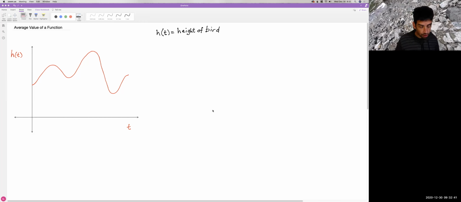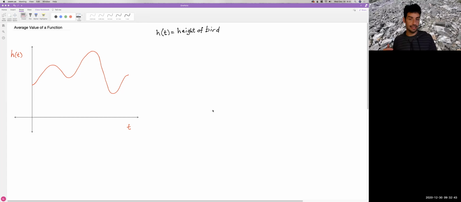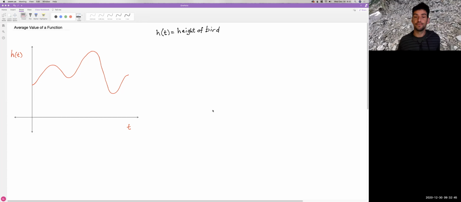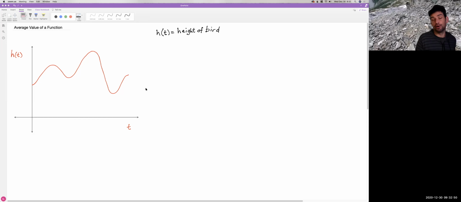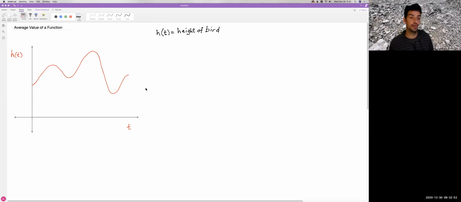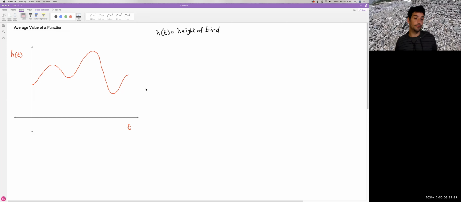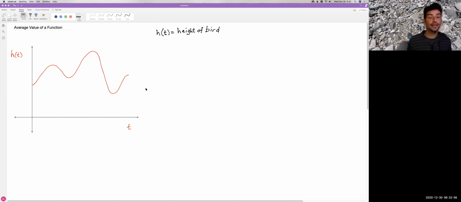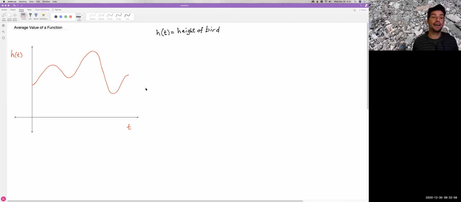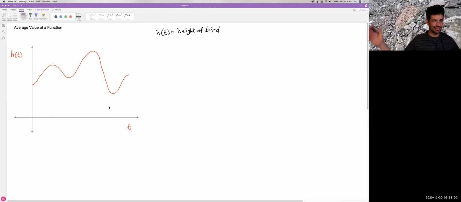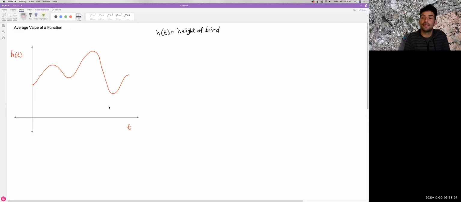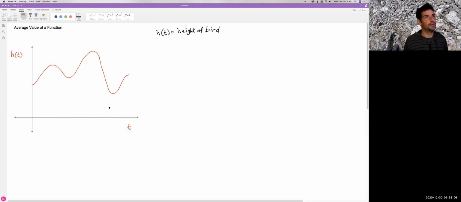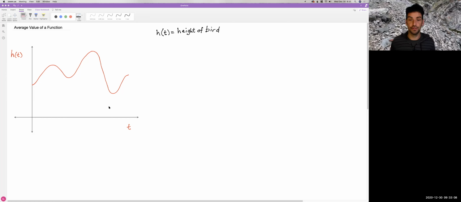I've started here with a graph of the height of a bird. Imagine we took a video of a bird in flight, where we had a scale of how high it was, and so we traced its path. In the graph, time is, let's say, in seconds, and height is in meters. And this is the path of the height of the bird as it flew.